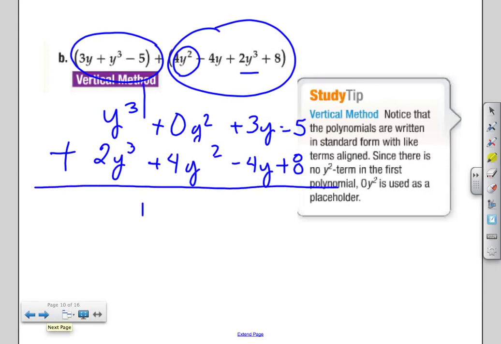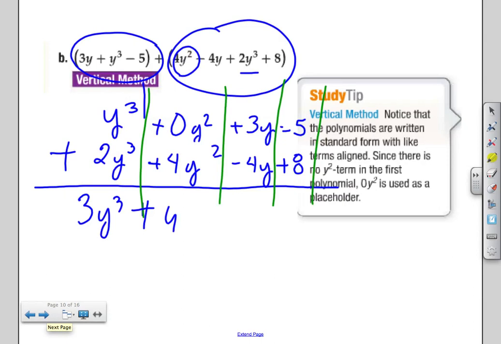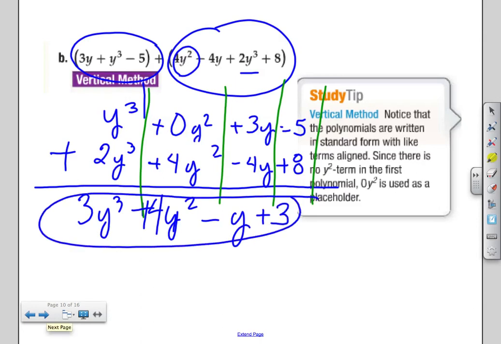Maybe I'll change pen colors. We're going to add each of these things that are like terms. You see how it's going to work in a vertical method? So y cubed and 2y cubed is 3y cubed. 0y squared and 4y squared is going to be plus 4y squared. Positive 3y and negative 4y is going to be a negative y. And negative 5 plus 8 is going to be plus 3. And there's the addition of those two polynomials.